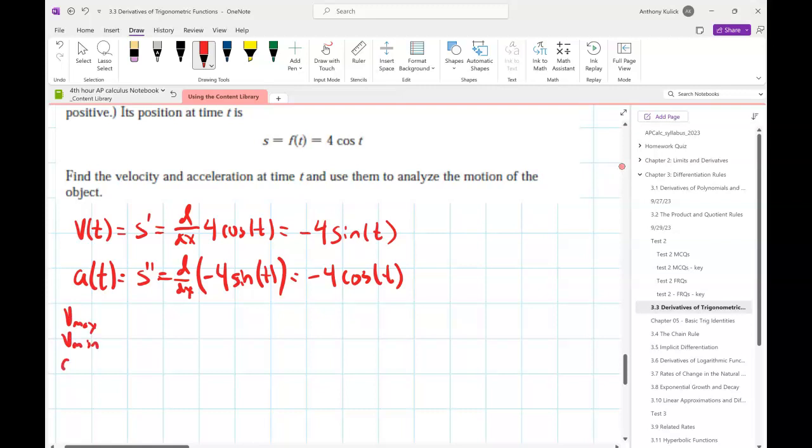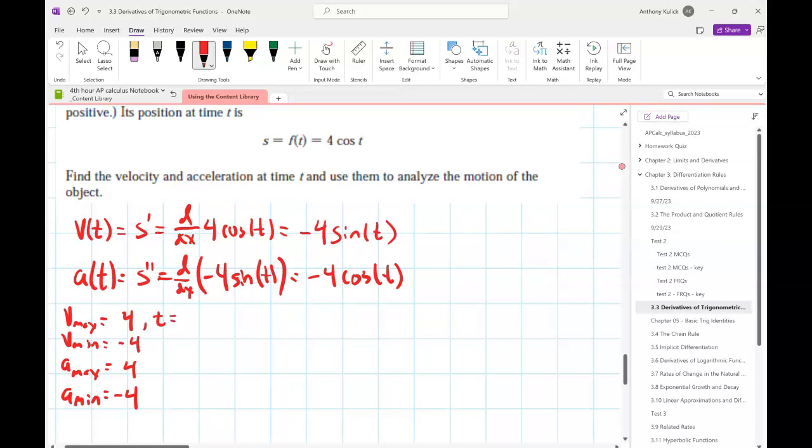let's start by just kind of figuring out what the maximum velocities and accelerations are going to be. What will the maximum velocity be? 4. The minimum? Negative 4. Good. Acceleration max? 4. And the minimum? Negative 4. Who has a question as to how Nolan came up with those so quickly? Everybody's okay? Great.